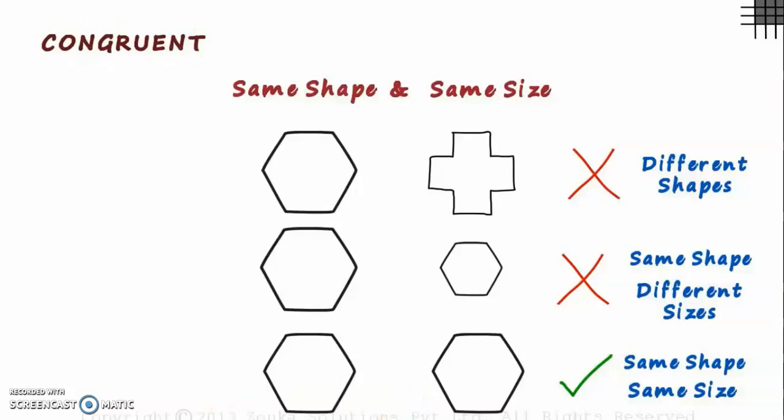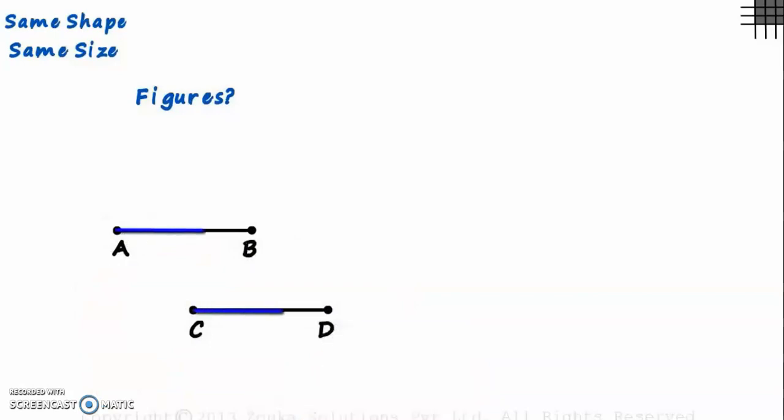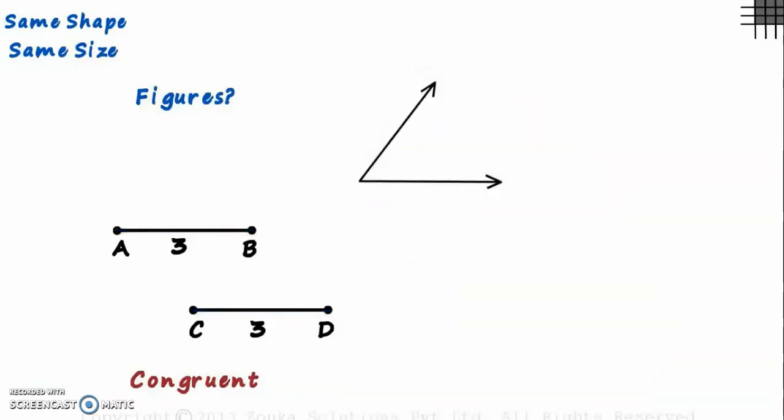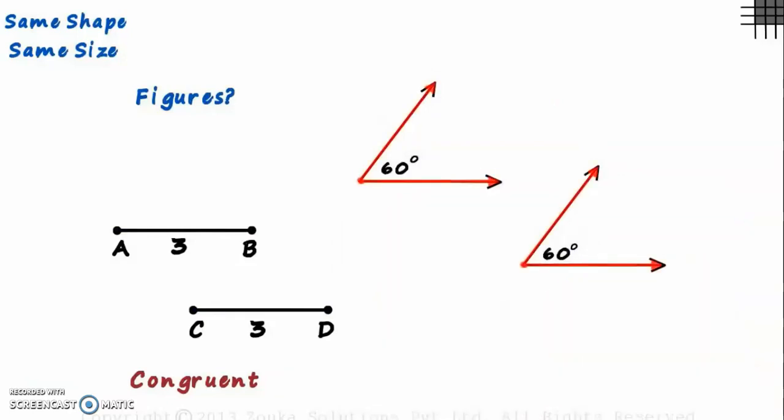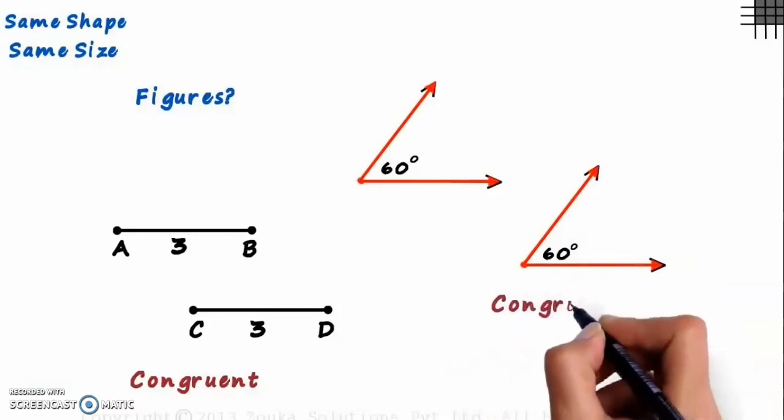We need to understand a simple concept first. Is it only figures that can be congruent? Consider two segments, segment AB and segment CD. Both measure 3 units. Can we say that they are congruent? Of course we can. Segment AB is congruent to segment CD. What if we have two angles like this with the same measure? Say both measure 60 degrees. Yes, these two angles are also congruent.